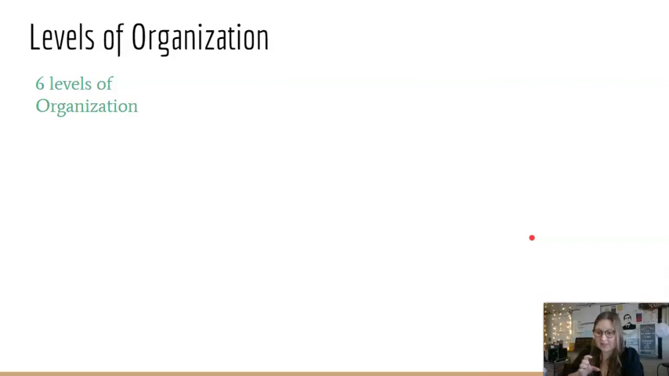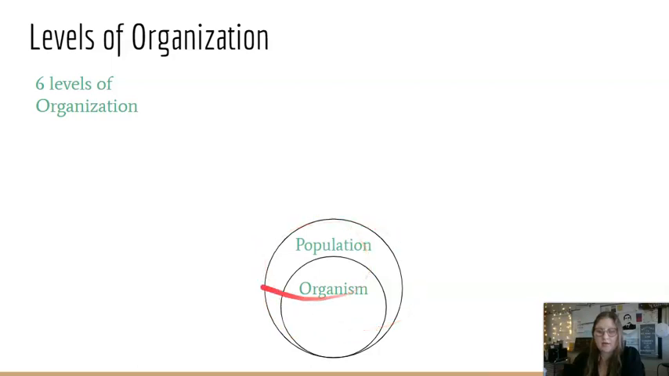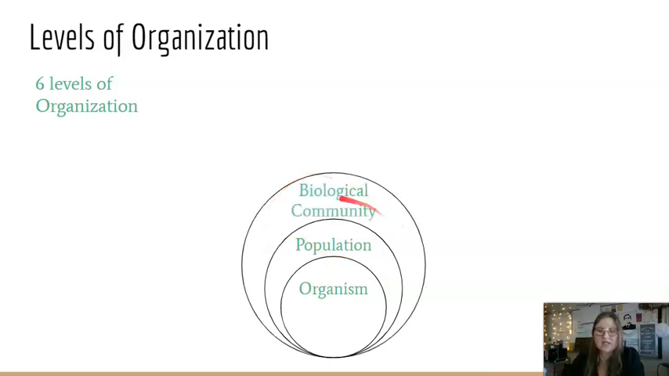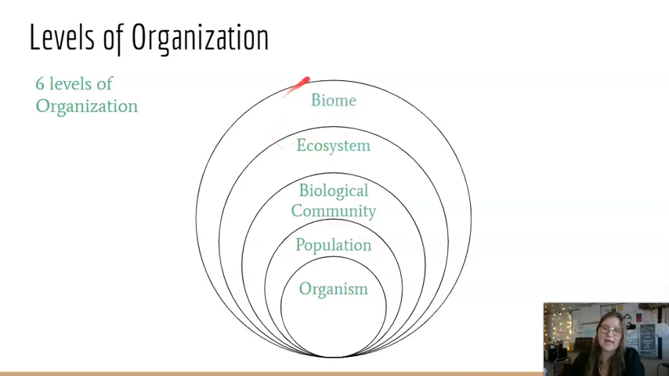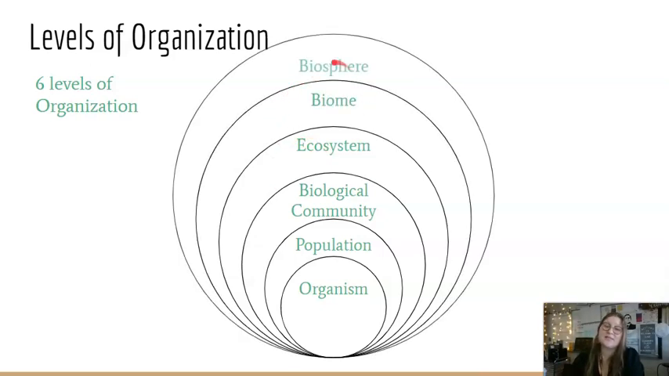Going from simplest to most complex, we're going to start way at the bottom with just a single organism. The group of that species, every member of that species, would be the population. All living things within an ecosystem or environment would be the biological community. So that's all the different living species. Ecosystem would be bringing in those abiotic factors. Biome would be all the similar ecosystems, and then biosphere is everywhere on Earth where there are living things.